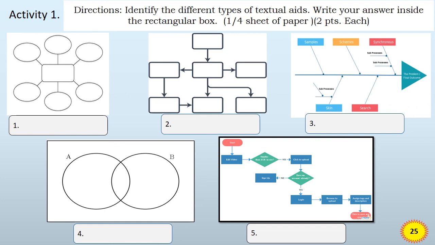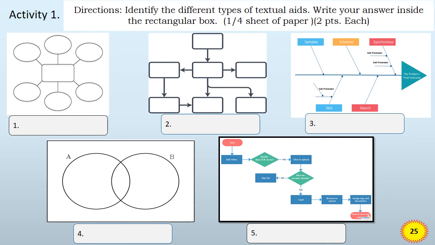For number three, as the illustration shows us, is it a Venn diagram, a flow diagram, or a cause and effect diagram? Okay, it's right. It is a cause and effect diagram. Let's proceed to number four. Is it a Venn diagram or a flow diagram? Okay, that is correct. The answer for number four is Venn diagram.